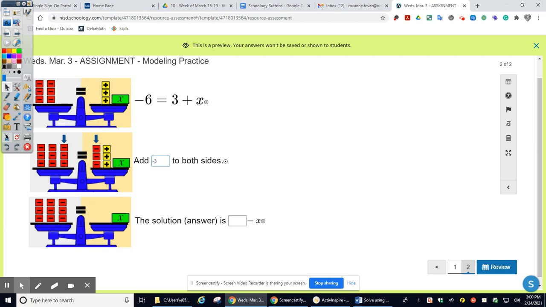Okay, now remember, all of this over here on this side, a positive and a negative make a 0 pair. So that means all of this is gone. X is all by itself. But here on this side, since they're all on the same team, we don't take away from the same team, okay? So everything can stay. There are no 0 pairs on this side. And as you can clearly see, we have 1, 2, 3, 4, 5, 6, 7, 8, 9 negatives. So the solution, which is the answer, is -9 equals x.